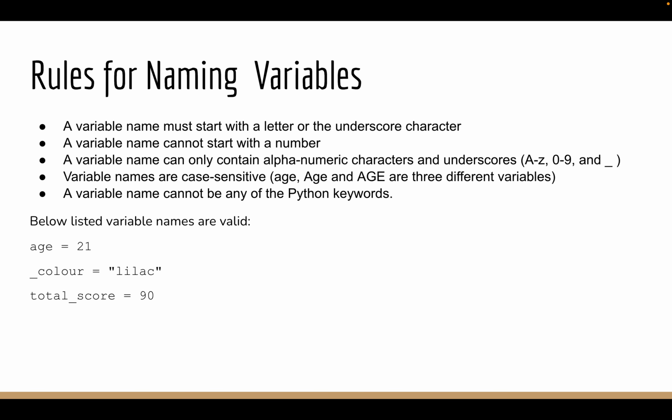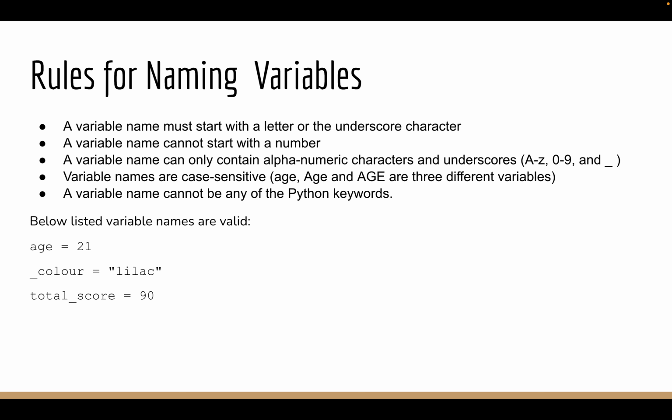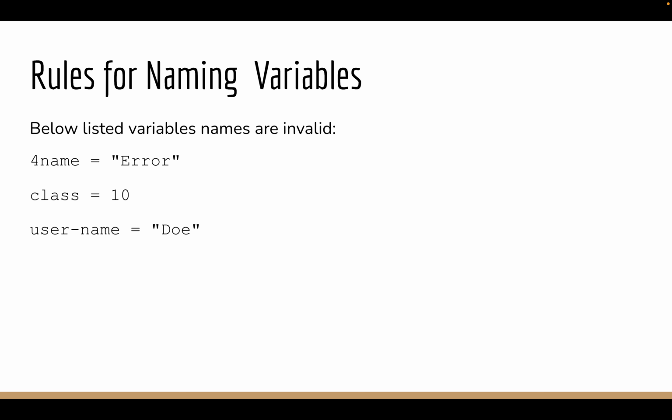Below listed variable names are valid. Here in the first one we can see that the variable name starts with a character, so it's valid. The second one starts with an underscore, so it's valid. In the third one also the underscore is present in between, which is valid. Now going on to the next slide. Below listed variable names are invalid. Class is a keyword which we'll be seeing in later lectures, so this variable name is invalid. Then we should not use any special characters except underscore. So hyphen is an invalid character, so it's an invalid variable name.